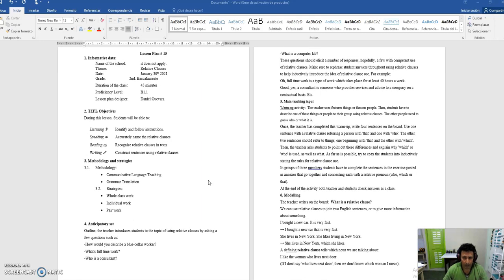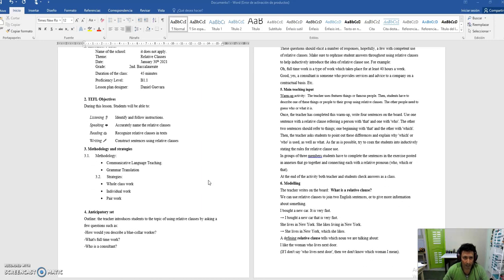The methodology that I will use to accomplish these goals: I will use two methods, communicative language teaching and grammar translation. For the strategies, they will be working individually, in pairs, and in the whole class.